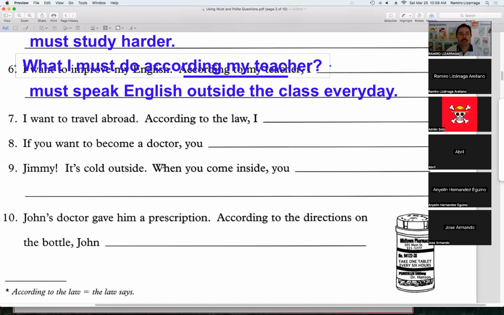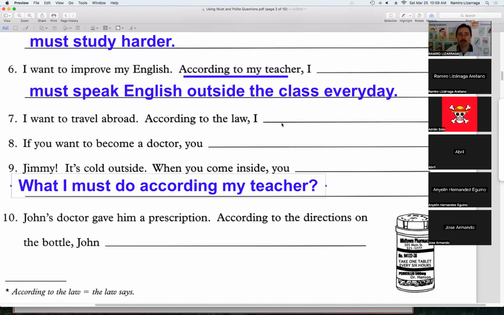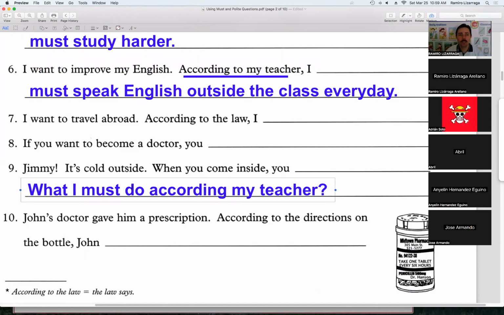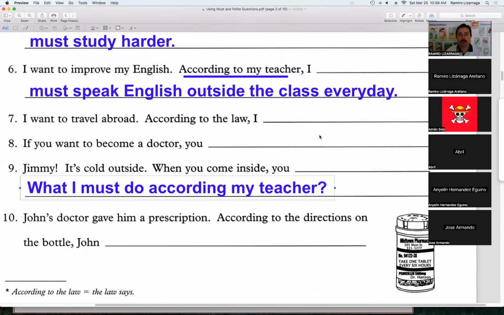A ver, another question. I want to travel abroad according to the law. What I must. Aquí ya no va a ser, se las voy a cambiar, no va a ser el do. Fíjense cómo va a ser what I must have. What I must have, if I want to travel abroad. I don't know. Abroad means outside my country. Abroad means traveling to another country outside my country. That's the meaning of abroad.